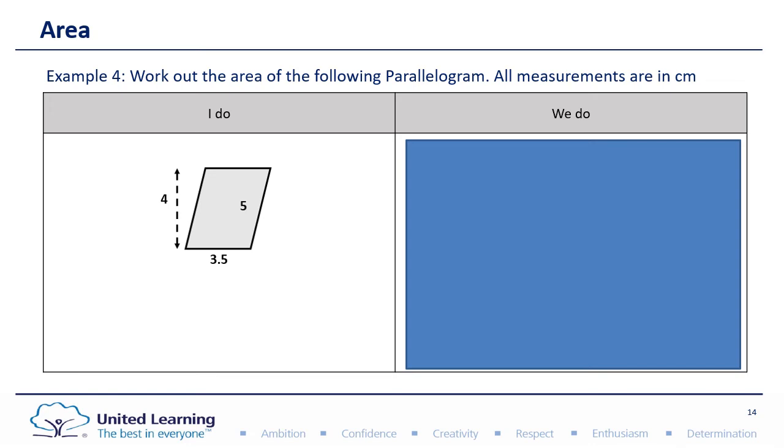Next is a parallelogram question. Work out the area of the following parallelogram. All measurements are in centimeters. To work out the area of a parallelogram, you multiply the base by its perpendicular height. I can see that if the base is 3.5 centimeters, the height must be 4 centimeters, as side length 5 is not at a 90-degree angle to the base, since it's on a diagonal. Therefore, I would do 3.5 multiplied by 4, which is 14 centimeters squared.